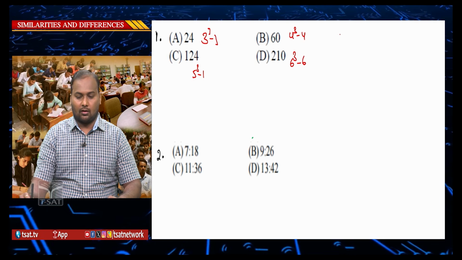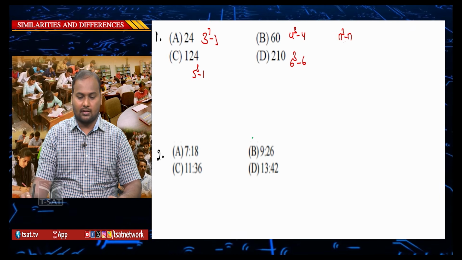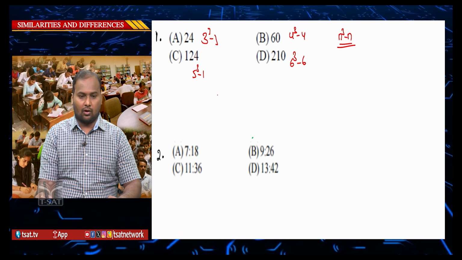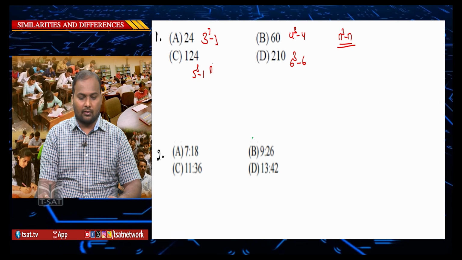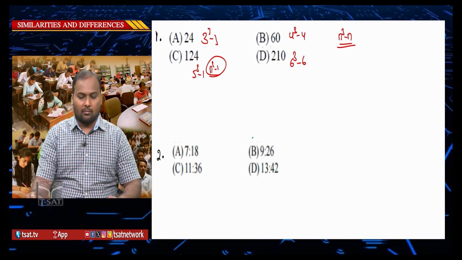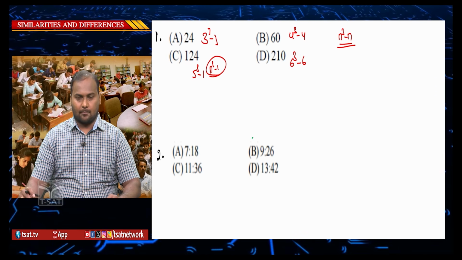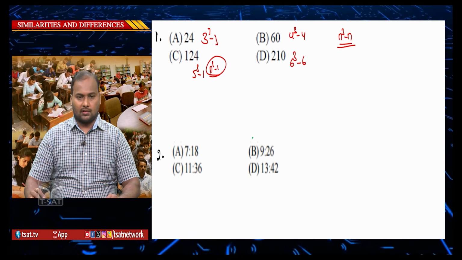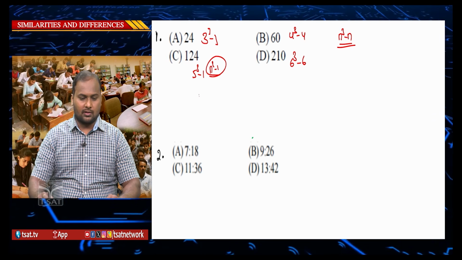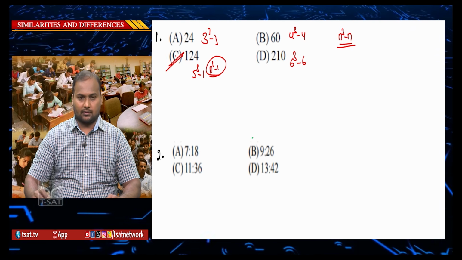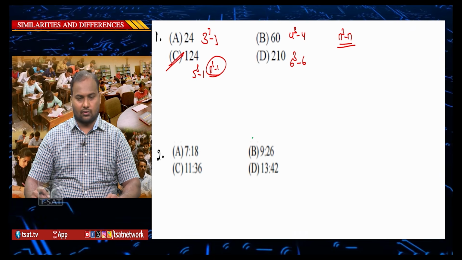So the remaining ones are all in the format n cube minus n, whereas option C is not of the format n cube minus n. So the remaining 3 are similar based on the pattern of n cube minus n. So option C is the answer. Now come to the next question.